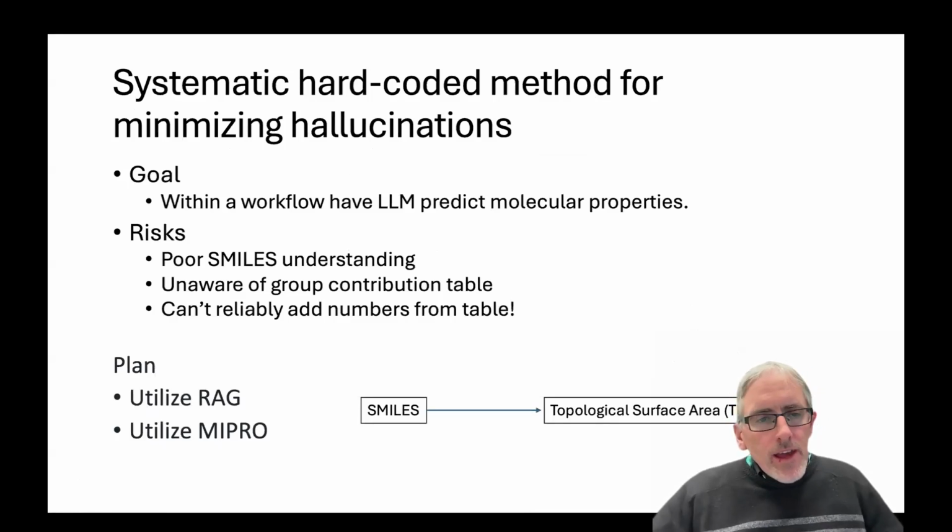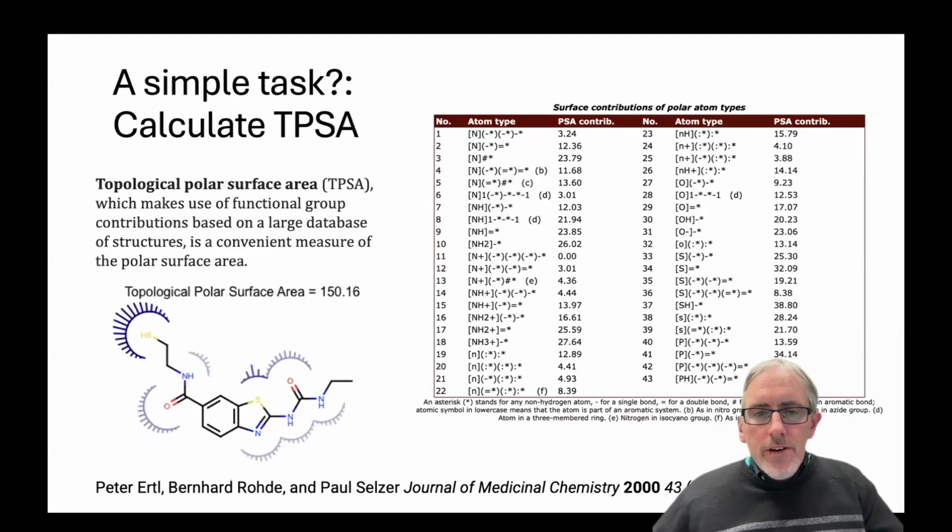So I wanted to look at other ways and more systematic ways to build chemical functionality into how LLMs work. The problems are the poor understanding of SMILES, the poor math skills, and the lack of knowledge in specific areas. So I wanted to see if it would be possible to overcome this. The techniques that I utilized here are RAG and MIPRO, which I'll describe. And the property that I used as just a demonstration is topological polar surface area.